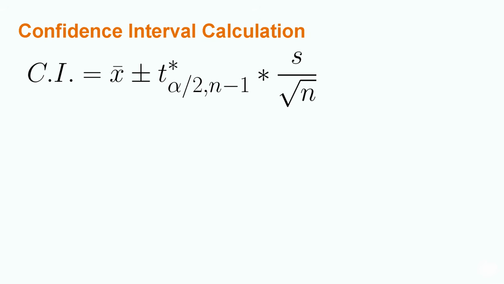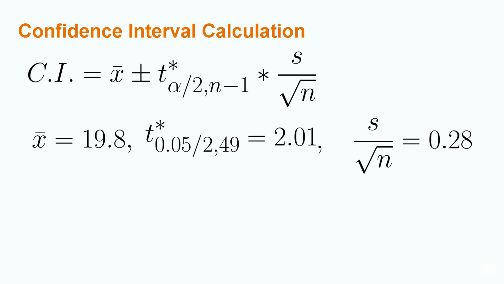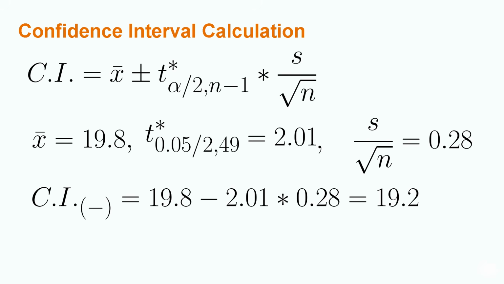The confidence interval can be calculated as the sample mean plus or minus the t-statistic times the standard error. We know that our x-bar is equal to 19.8, our t-statistic is equal to 2.01, and the standard error was just calculated at 0.28. Take a moment to see if you can work out the value of the confidence interval on your own. Hopefully you were able to take a minute to look at that.